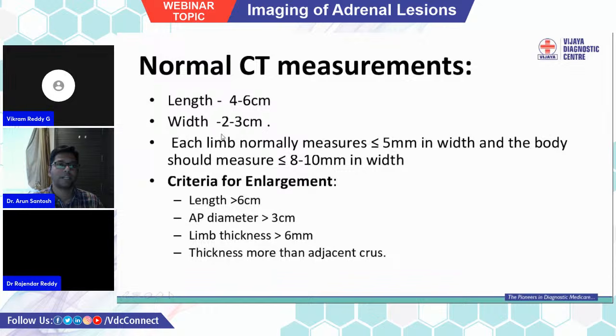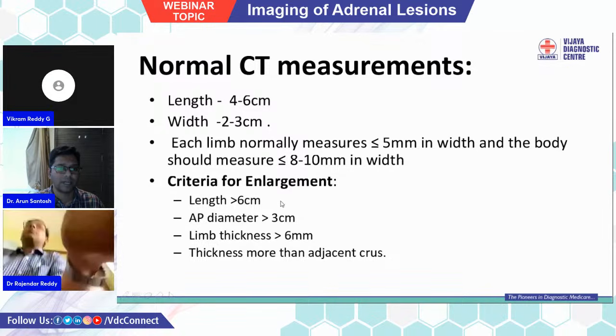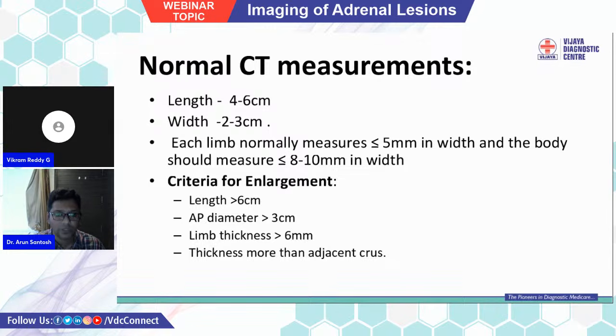Normal measurements are generally around 4 to 6 centimeters in length and 2 to 3 centimeters in width. Each limb normally measures 5 mm in width, and the body measures less than 8 to 10 mm in width. So the criteria for enlargement is a length of more than 6 centimeters, AP diameter more than 3 centimeters, and limb thickness more than 6 mm.